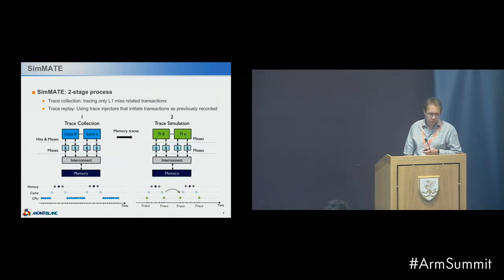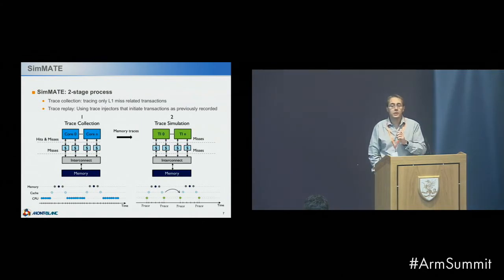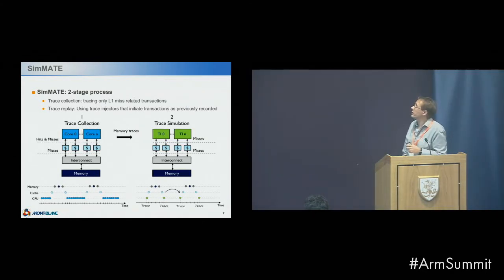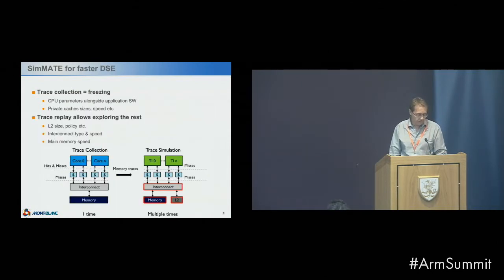That was published back in 2012, I believe. So that's a two-stage process. On the left-hand side, you have the trace collection, where essentially you run a full system simulation. And what you do is that you perform a trace record whenever there's an L1 cache miss. It's only at those points that you record something in the trace. And then once this is done, you can go ahead with replay, where you just remove the cores themselves, and you replace them by trace injectors, like they are represented here in green on the right-hand side of the slide. And essentially, it makes it possible to boldly speed up the simulation.